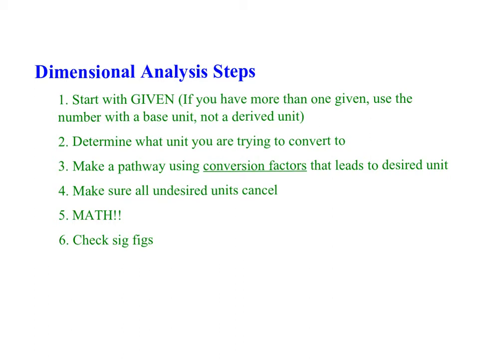Then you're going to make a pathway. And so essentially, if you know A to B, you're going to figure out what roads you need to drive to get from A to B, what conversion factors, what steps do I need to get from where I'm starting to where I'm ending. Step 4 says make sure all undesired units cancel. In other words, if I start in millimeters and I want to end in miles, I want to get rid of millimeters. I don't want to have it in my end problem.